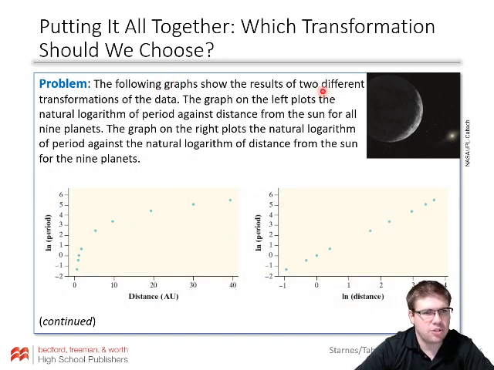Basically, the following graphs show the results of 2 different transformations of the data. The graph on the left plots the natural logarithm of period against distance from the sun for all 9 planets. So log versus just regular distance, so kind of seeing if it's exponential. The graph on the right plots the natural logarithm of period against the natural logarithm of distance. So we took 2 natural logarithms, and there it is, nice straight relationship. So this definitely appears to be a power model.